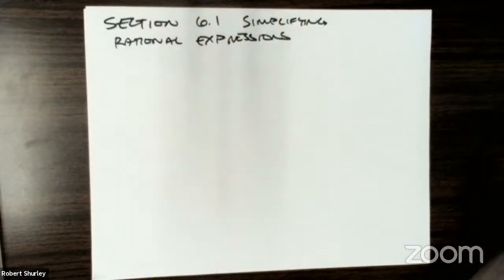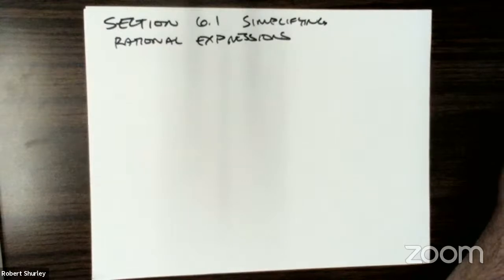Okay, so now that we're recording, we're going to start section 6.1 today. It's on simplifying rational expressions. So really, it's going to be simplifying fractions. The very first thing I'm going to start with is simplifying fractions that we've already seen before, just basic integer over integer fractions. And then it's going to lead to more complex simplifying.